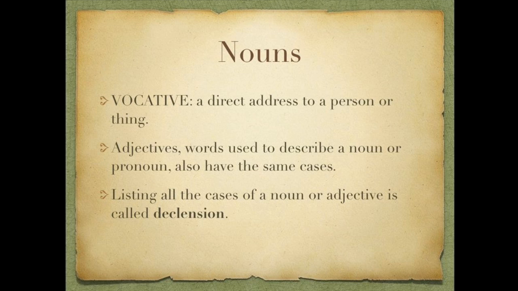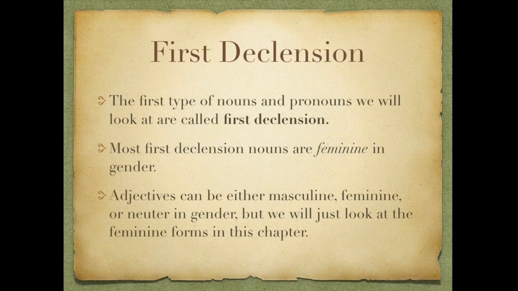Adjectives, words to describe a noun or a pronoun, have the exact same cases as nouns. As we list all these cases of a noun or an adjective, we call this a declension. So the first type of nouns and pronouns we'll look at is called the first declension. So this is just a category of nouns based on the endings. Most first declension nouns are feminine in gender. So in Latin, as we'll see, the nouns actually have a gender associated with them. Adjectives can be either masculine, feminine, or neuter in gender. But we'll only see the feminine forms in this chapter.